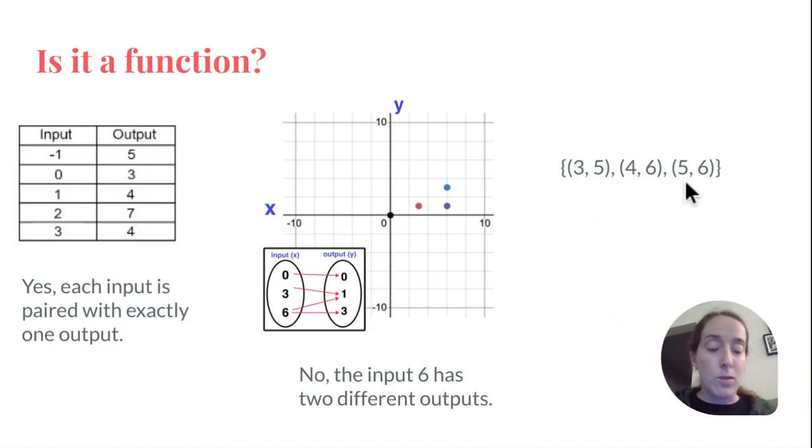In our list of ordered pairs here, we can see that each input has exactly one output. It's okay that two different inputs have the same output. It's still a function.